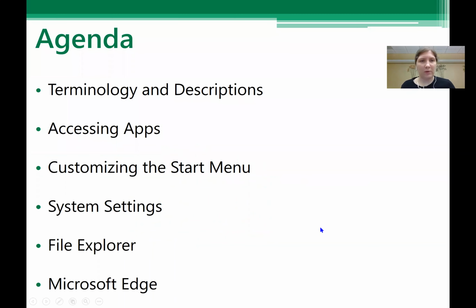To get started, I will go over what we'll be covering in this class today. We'll be starting with terminology and descriptions. Then we'll be going into accessing apps or the applications. Then we'll go into customizing your start menu. Then we'll also go over system settings, the File Explorer, and then if we have time, I'll also touch on Microsoft Edge, which is the internet browser that comes with Windows 10.